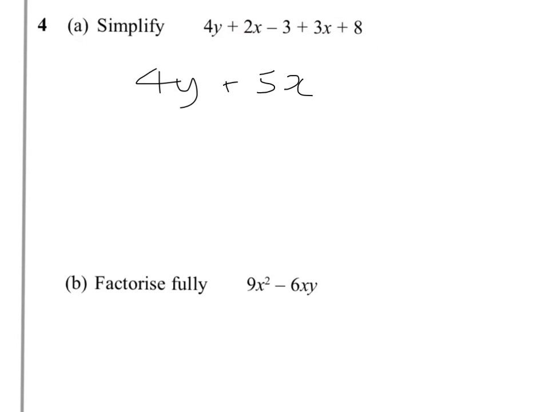And then the numbers, well, we've got minus 3 and 8. Well, you can simply do 8 minus 3 is 5. And that's your answer to part A.